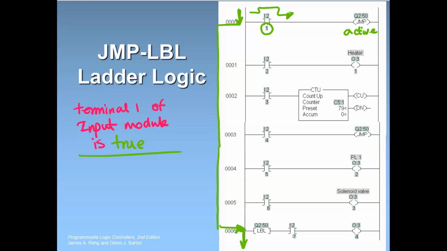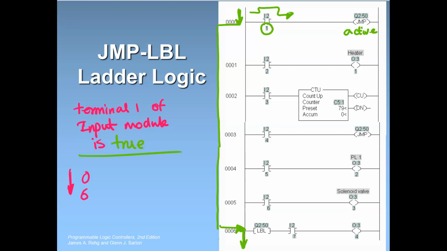So if I ask you which rungs of this program will be executed, if terminal 1 is active or true, your jump is active basically, then you have to tell me that rung 0 will be executed, and then after that rung 6 will be executed. So this is the sequence of the rungs in this program if the input is true.